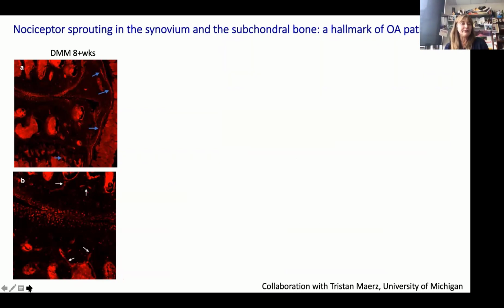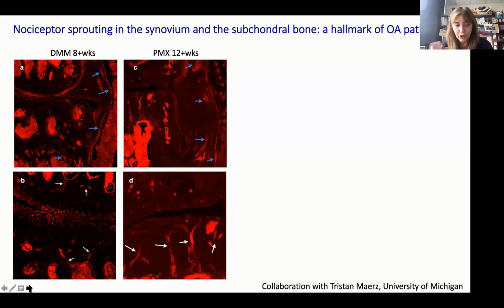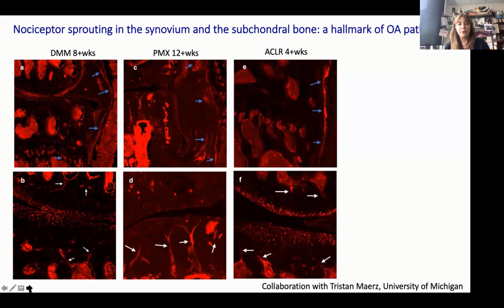We were curious, so these are all newer data where we looked at other models. For example, we did a partial meniscectomy, which is a much more severe model in mice. Here too, we found sprouting in the medial synovium, as well as very clear channels with nerves in them. We also worked in collaboration with Dr. Tristan Maerz at the University of Michigan. He has a closed model where he does an ACL rupture by an impact on the knee. Four weeks after surgery, we see this sprouting in the medial synovium, which the controls don't have, as well as these very clear channels.